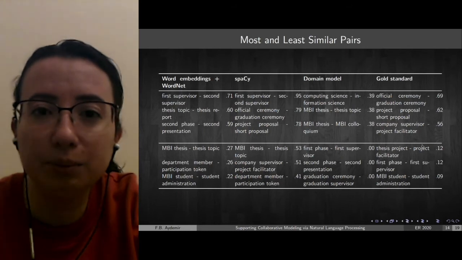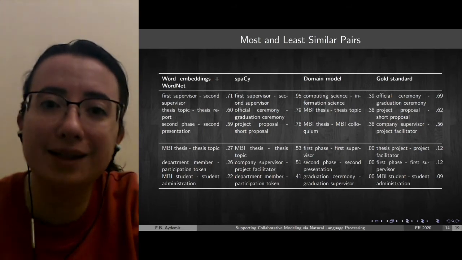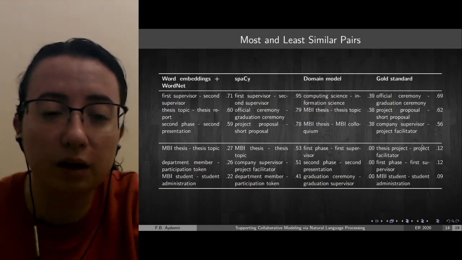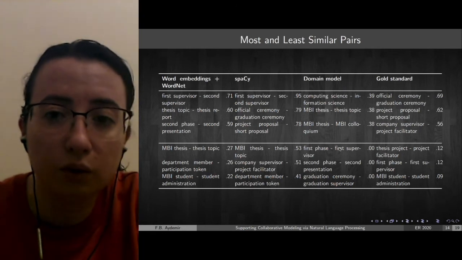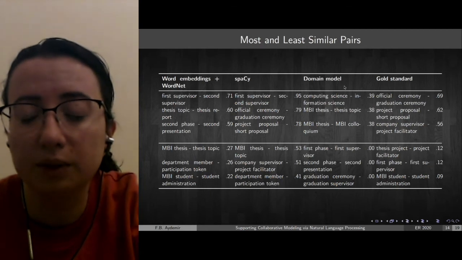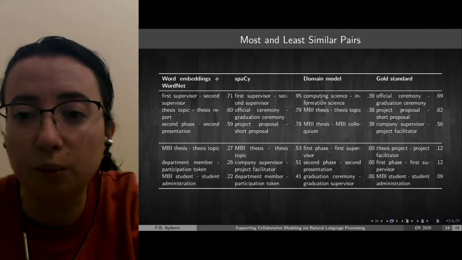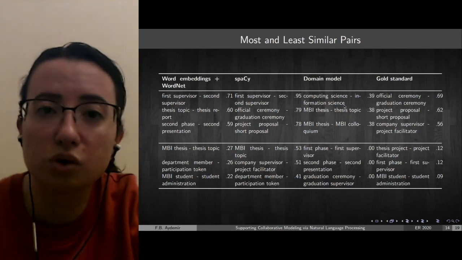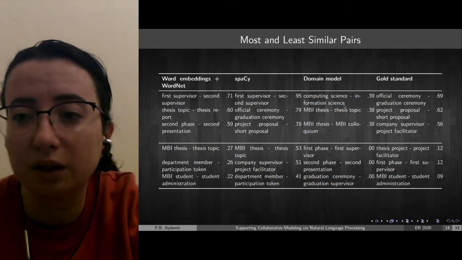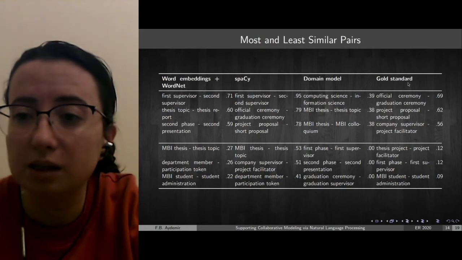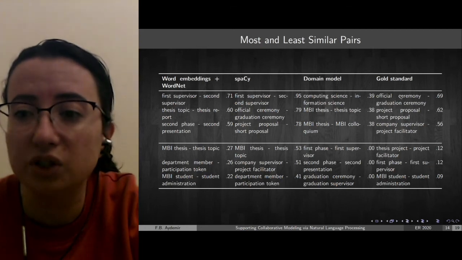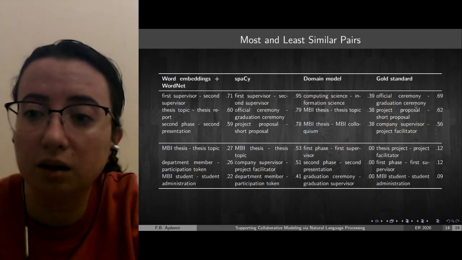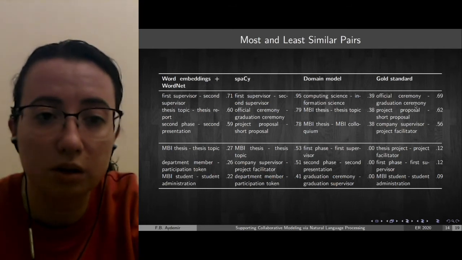Here are some example results. Our data is available. There's a link in the paper, and you can check the full results from there. For example, our domain model found the computing science and information science pair to be the most similar, with the highest similarity score, whereas in our gold standard people said the official ceremony and graduation ceremony pair has the highest similarity score.